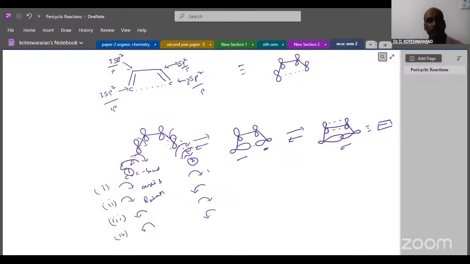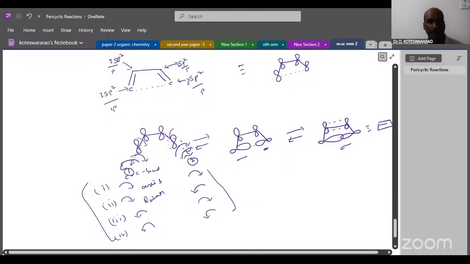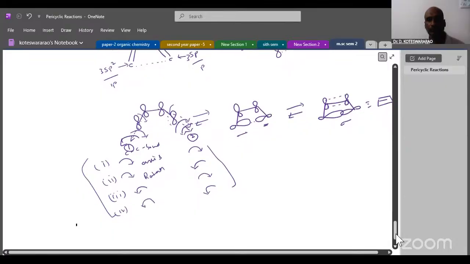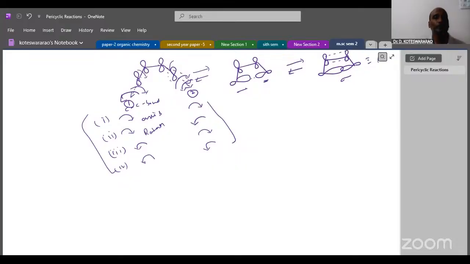What observation do you see when you observe these four kinds of rotations at the two ends? In the first pattern, both ends are doing clockwise and clockwise.